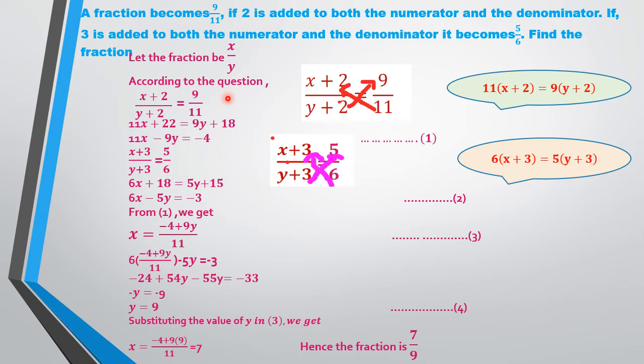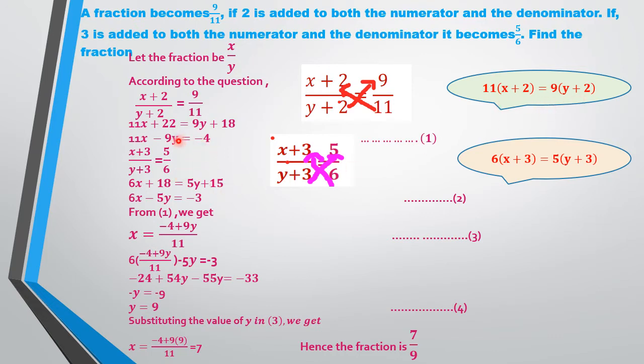Now on applying this condition, as you can see, we have cross multiplied the denominators. Here we are multiplying 11 with x plus 2, hence x plus 2 should be in the bracket. Don't commit any mistake. Put the bracket while multiplying with x plus 2 and 11. Similarly, when we multiply y plus 2 with 9, also use the bracket. Now, on cross multiplying the denominators, we get an equation of this type.